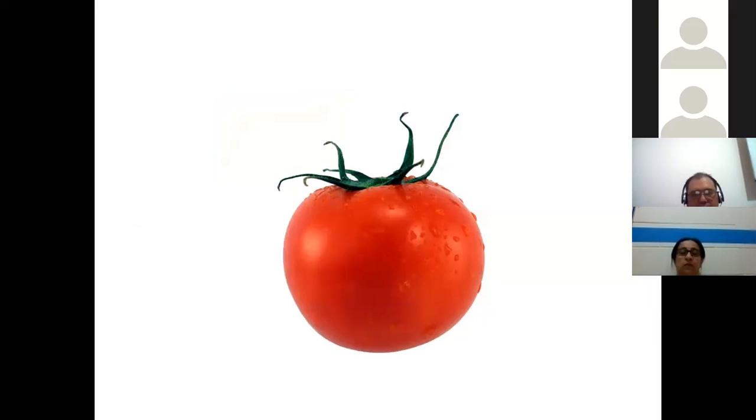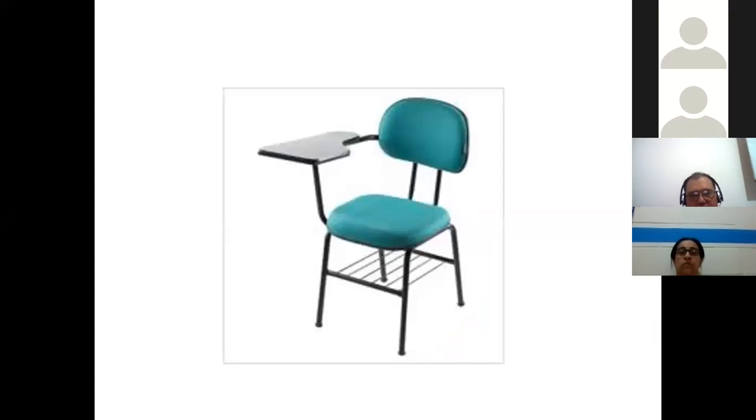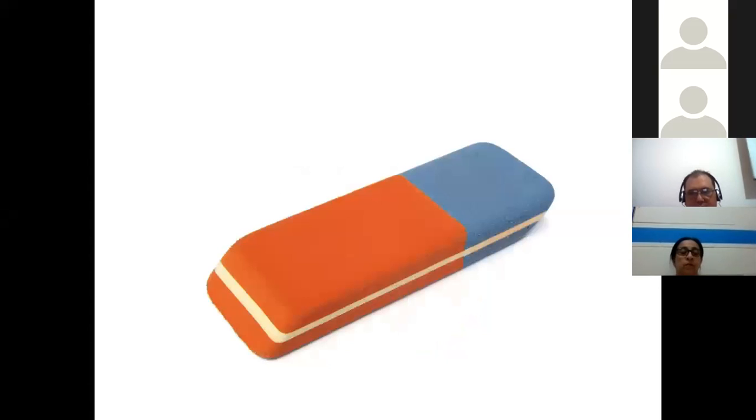It's a tomato. Excellent. It's a tomato. Very good. Okay. A tomato. What's this? It's a desk. It's a desk. And a desk. Okay. It's a desk. Excellent. A desk. Very good. What's this?